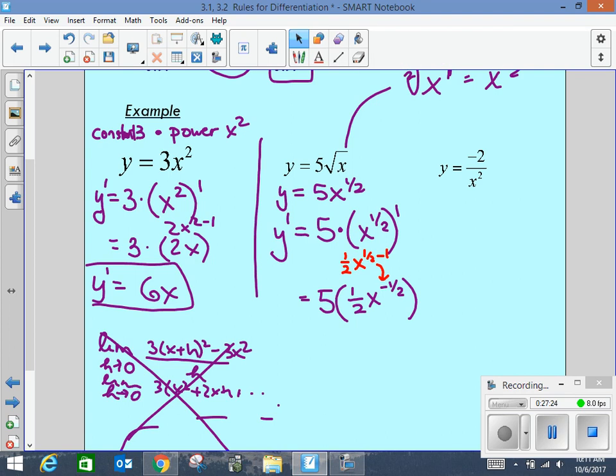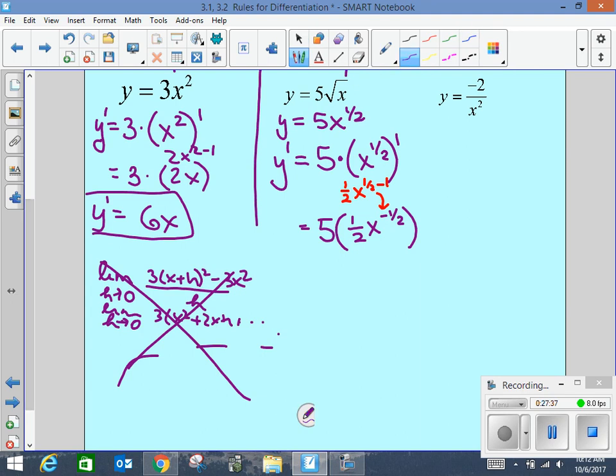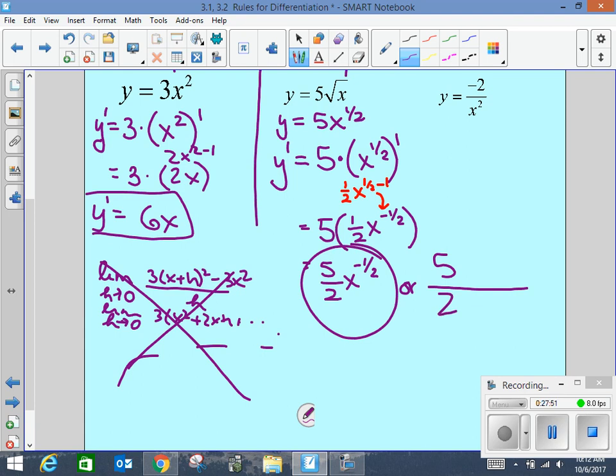Don't write that. The less you have to write, the better off you're going to do, because now we have to finish it because it's not really simplified. 5 times 1/2 should be written probably as 5/2 x to the negative 1/2. This is fine. If you don't like negative exponents, then how would you write that? 5 over 2 square root of x, or x to the 1/2, yes. Okay?